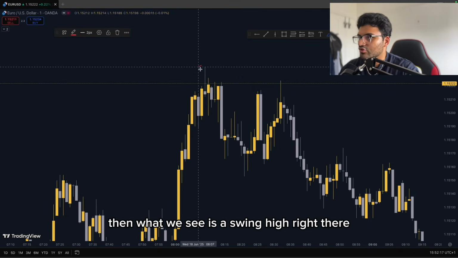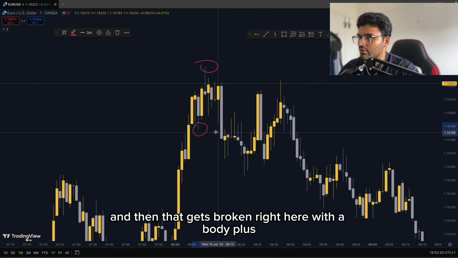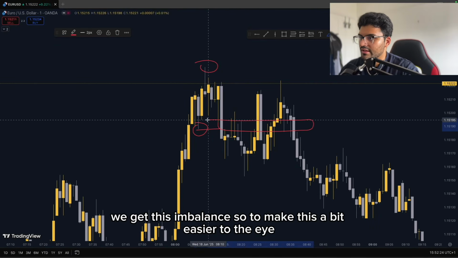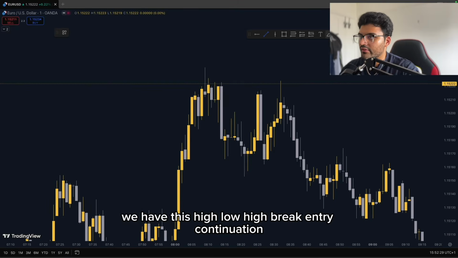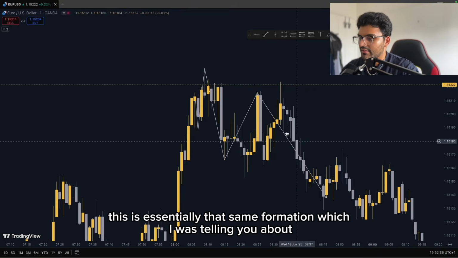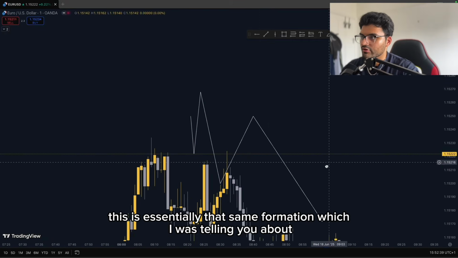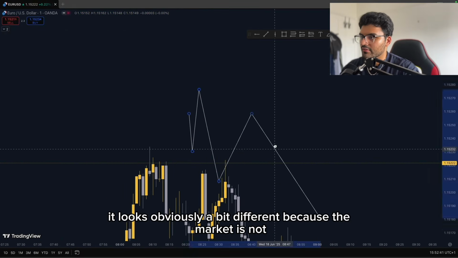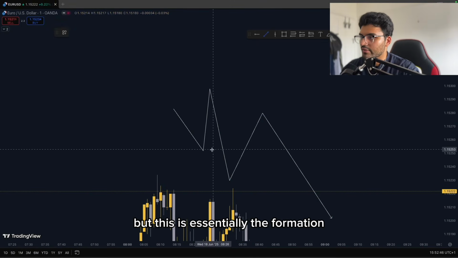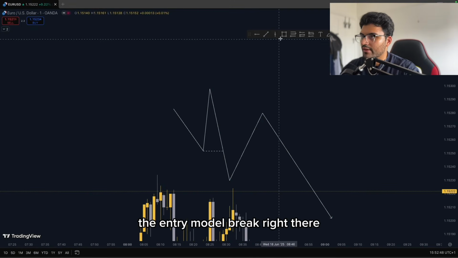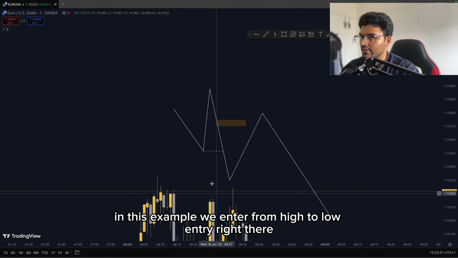Then what we see is a swing high right there. We see a swing low, and then that gets broken right here with a body, plus we get this imbalance. So to make this a bit easier to the eye, we have this high, low, high, break, entry, continuation. This is essentially that same formation which I was telling you about. It looks obviously a bit different because the market's not very perfect, but this is essentially the formation, the entry model. Break right there. There was an imbalance right here as well in this example.